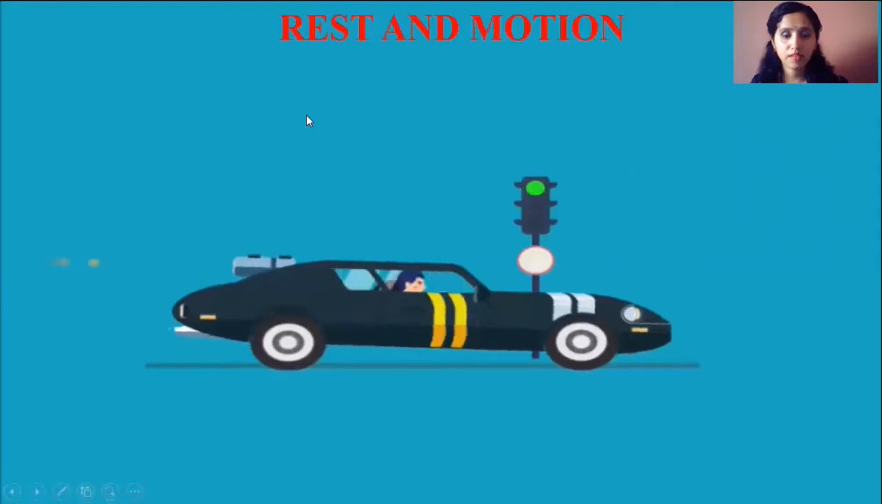Today we are going to continue the same chapter we started on Tuesday, that is force and motion. And today we will study the difference between rest and motion. Mainly we will focus on what is rest and motion and their differences. Okay, let's go through this. From rest and motion.